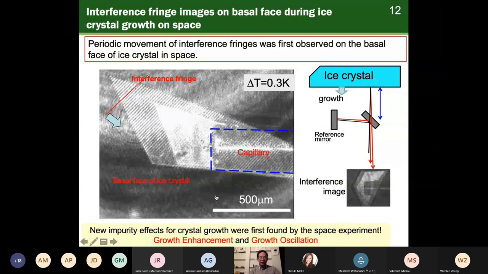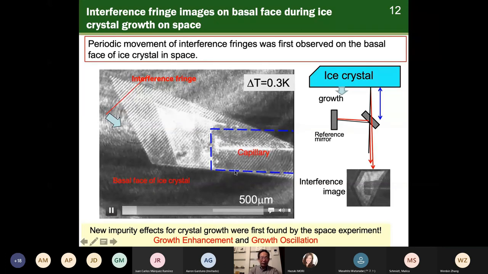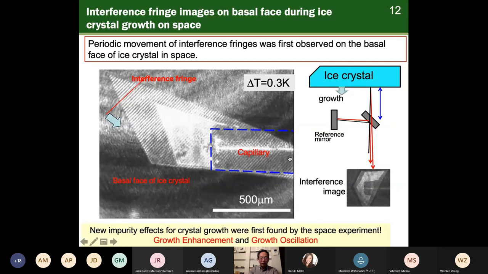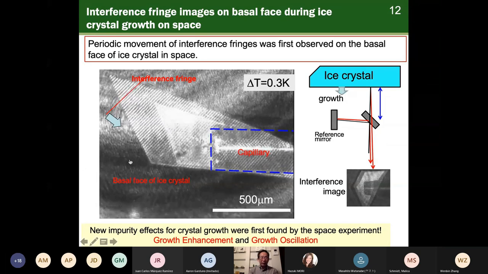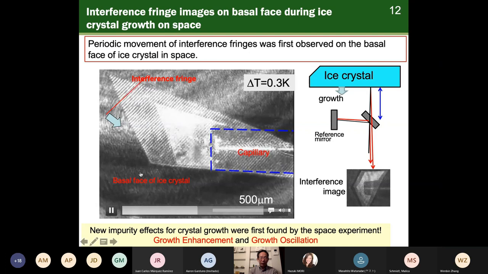In order to observe the ice crystal growth in water including this impurity, we developed a new apparatus and carried out the experiments as a second project. I only show the movies obtained in space. Here you can see the polygonal patterns. This is an ice crystal, and we are looking at the basal face of the ice crystal.